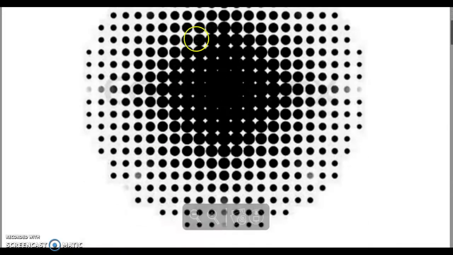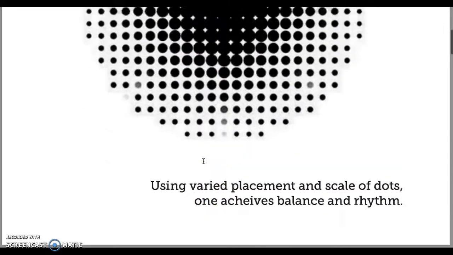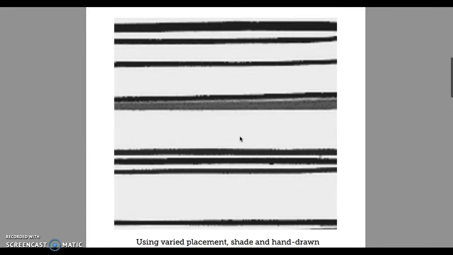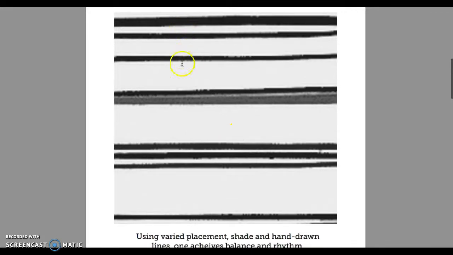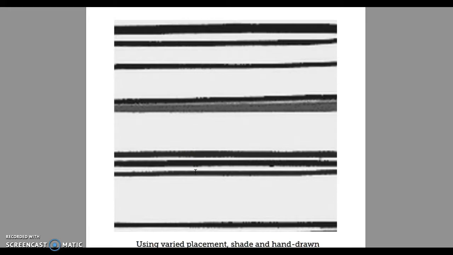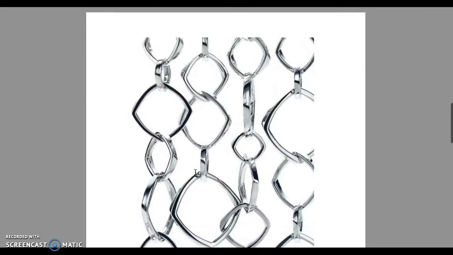We have one where there are a ton of circles, so that is the repetition within the rhythm. And then you can see that using varied placement and scale of dots, one achieves balance and rhythm. So here's another example of rhythm. Lines that are used different, some are closer together, some are thicker, some are thinner. So it's very predictable, but there is change. So regular repeated pattern punctuated with change.